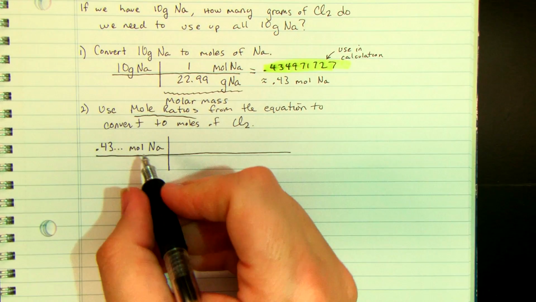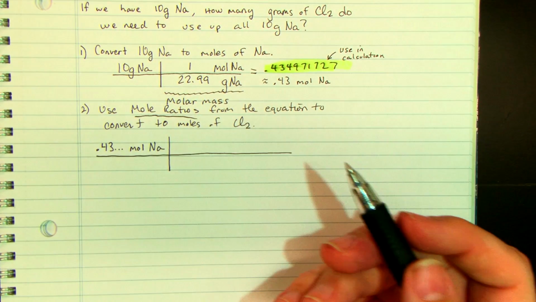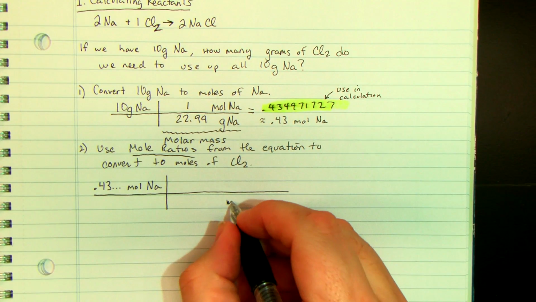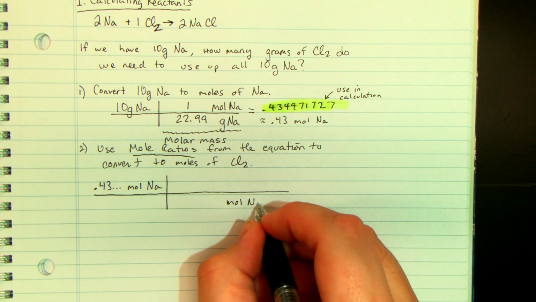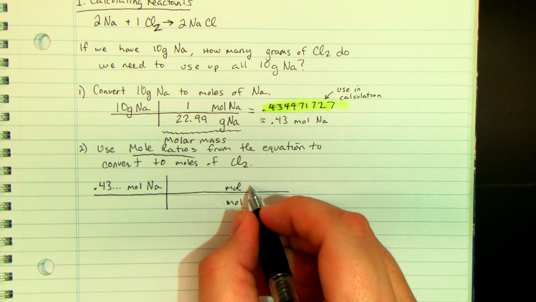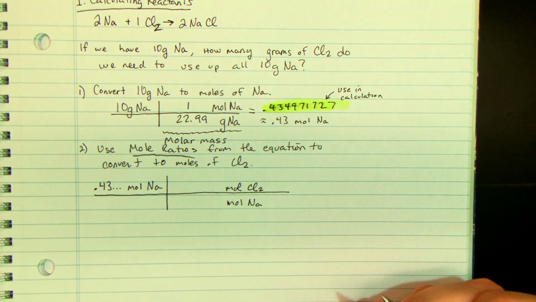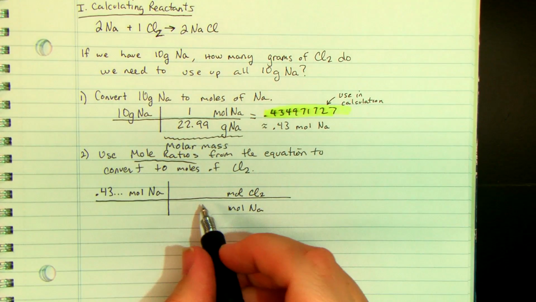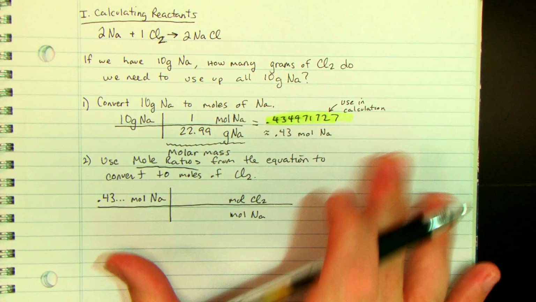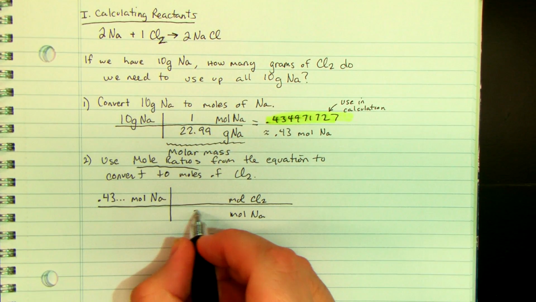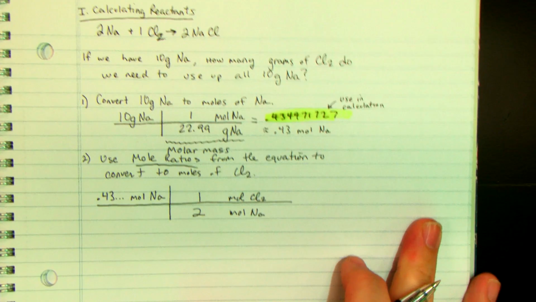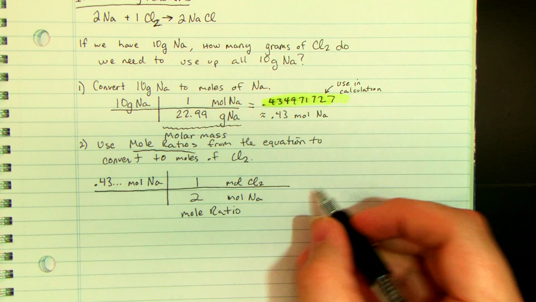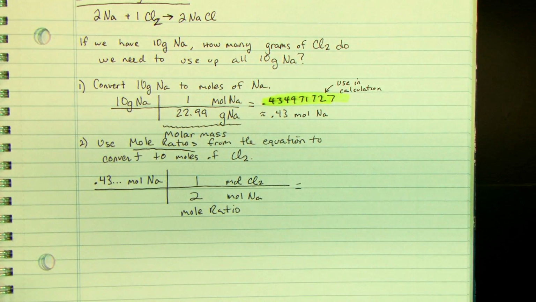Now, what's the molar ratio between sodium and chlorine? Because I'm going to have to put moles of sodium here and moles of chlorine up here. So how many moles of sodium to how many moles of chlorine? 2 to 1. So we put our mole ratio in here. So here's our mole ratio.